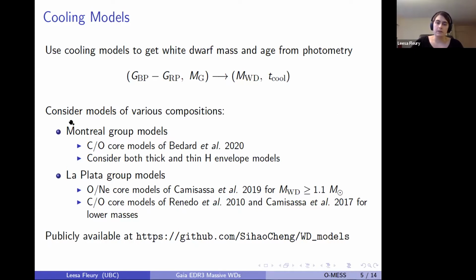So I have two key sets of models I've looked at. The Montreal models, which are carbon oxygen core models at all masses. I've considered, in the case of hydrogen envelope white dwarfs, both thick and thin hydrogen envelope models. And the La Plata group of models, as I've termed them, because it combines models over different regimes, all coming largely from this group in La Plata. And these have oxygen neon cores for masses above 1.1 solar mass and carbon oxygen cores at lower masses.